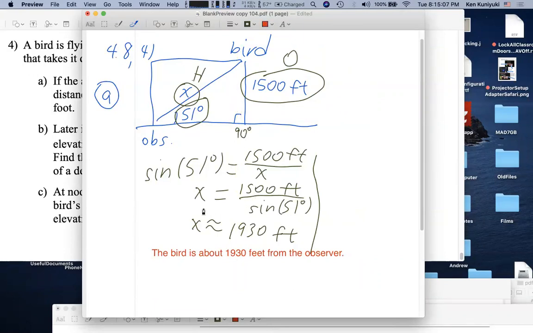But if you think about it, here's what happens. In fact, this is exactly what happens. Take a look at this. 1,500 feet over sine of 51 degrees equals x over sine of 90 degrees. But hey, what is the sine of 90 degrees? It is 1. Yes, that's the same thing basically.